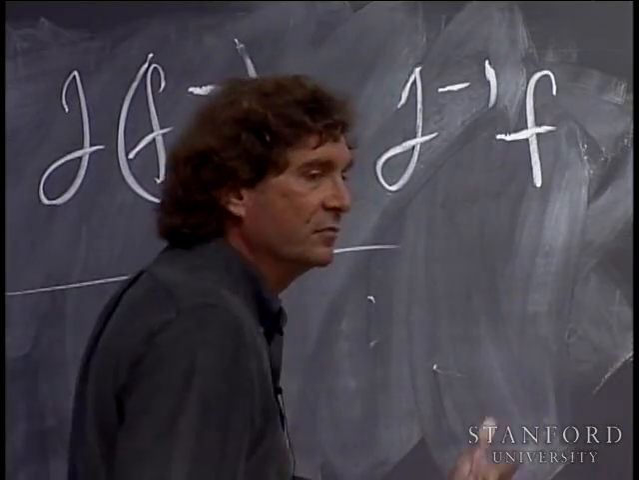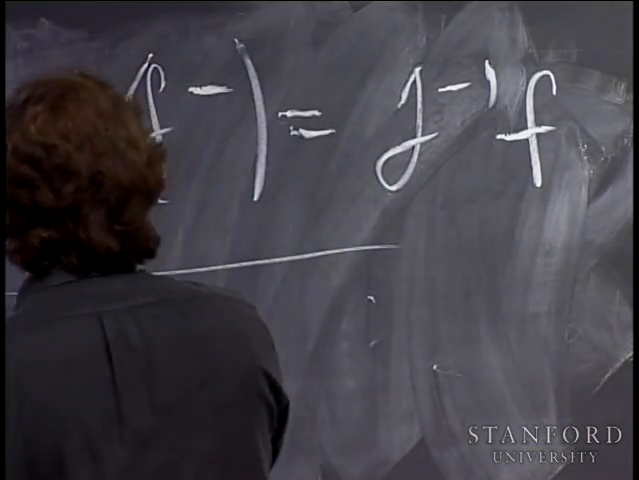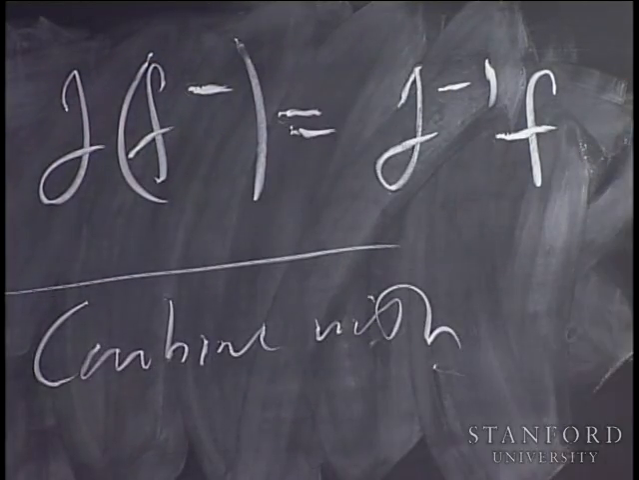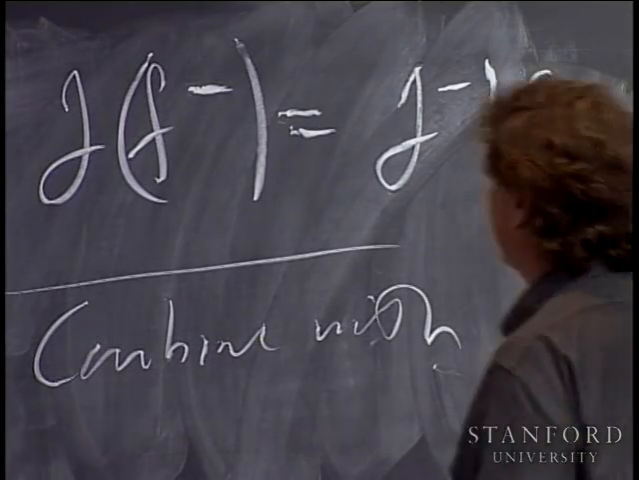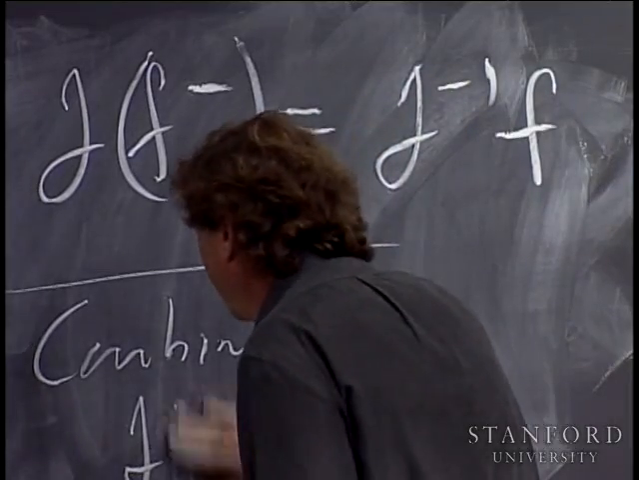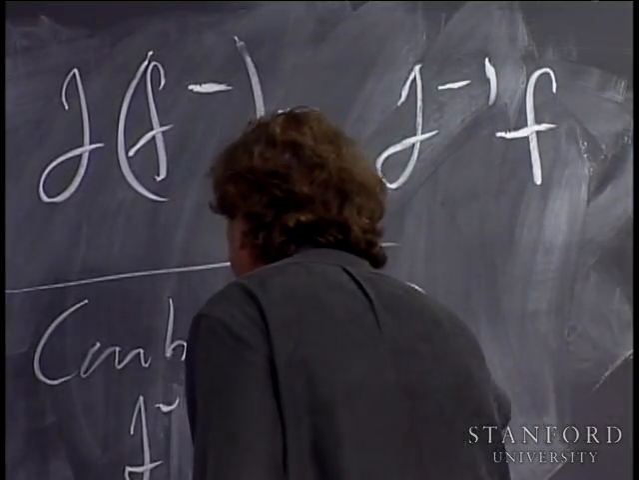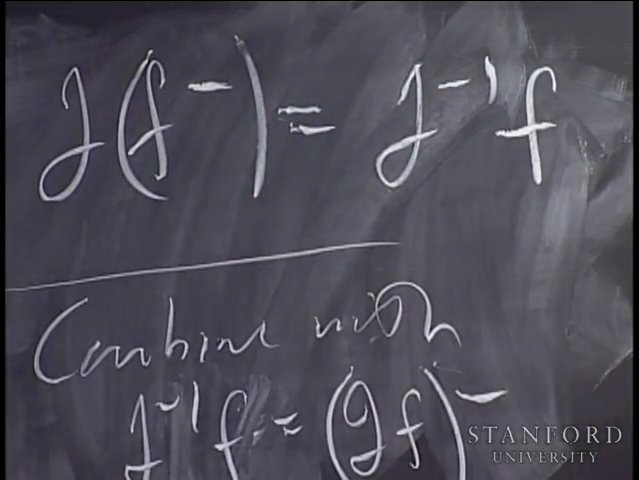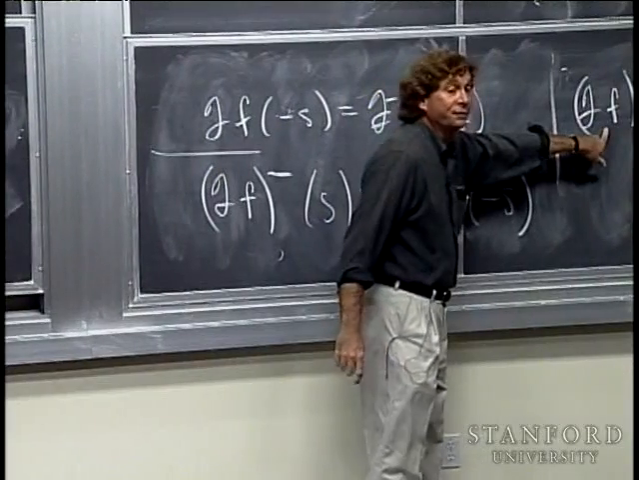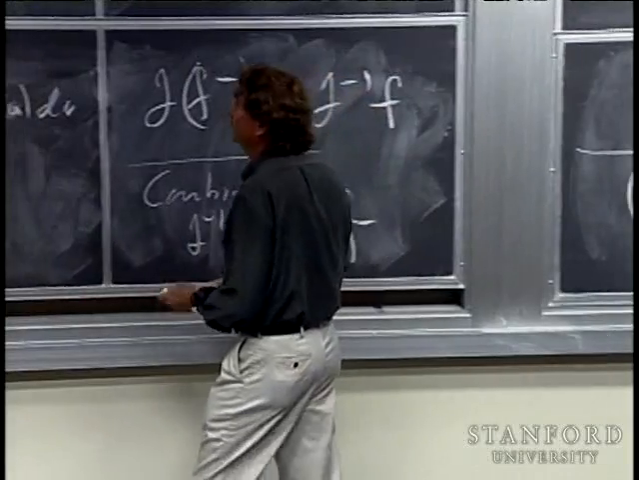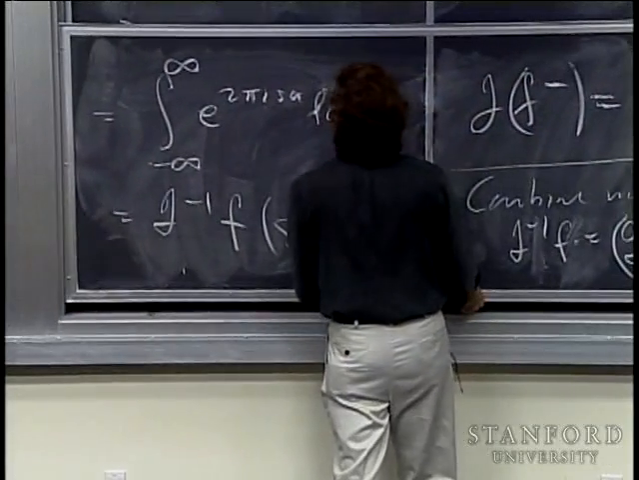That's another duality theorem. Now I want to combine this with the earlier one that I had. Where was the earlier one I had? The inverse Fourier transform of f was the Fourier transform of f reversed. That's this one over here. That's the first duality statement that I had. If I combine this one with this one, then I get a very nice statement.